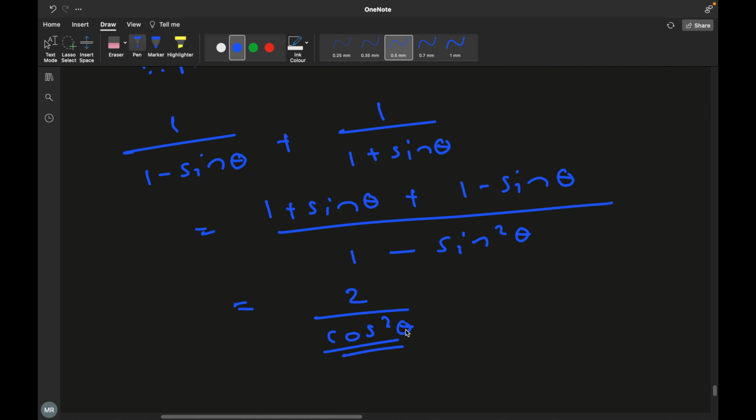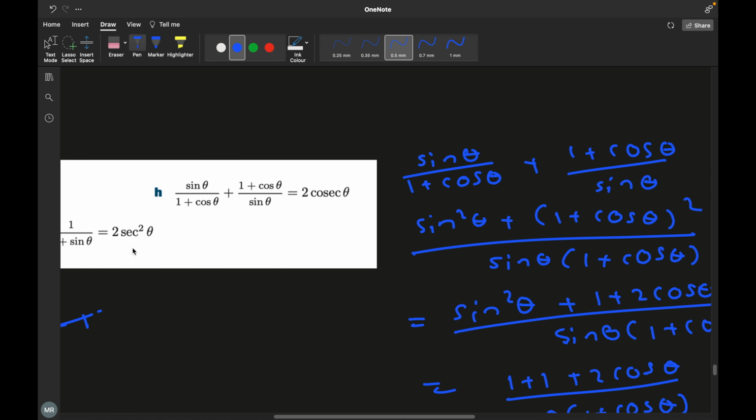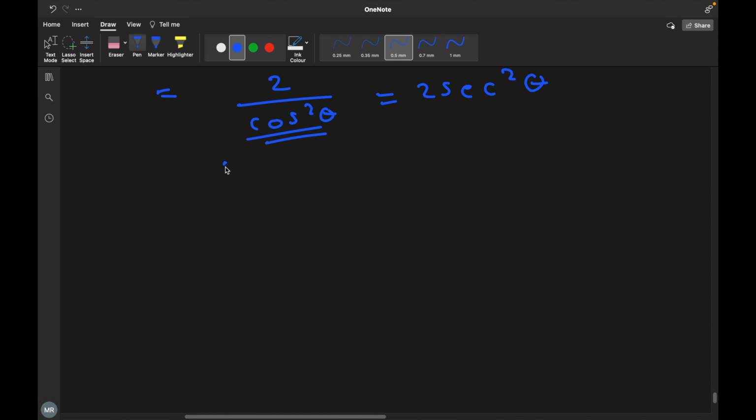We know that 1 by cos theta is secant theta, so we can write 2 secant squared theta, which is equal to the RHS. So therefore, proved.